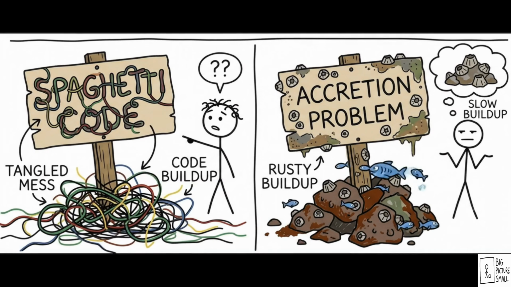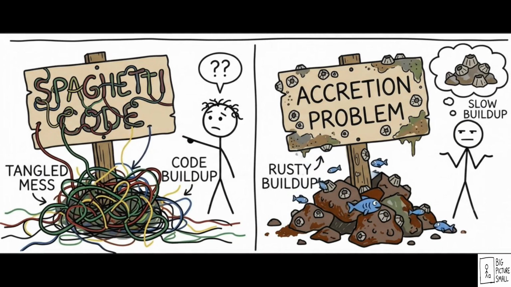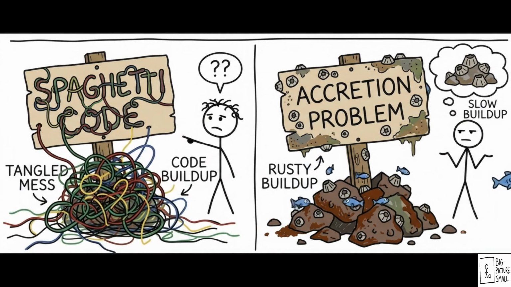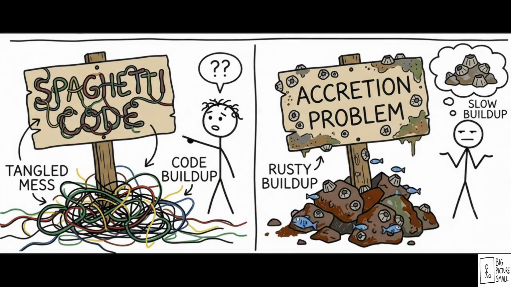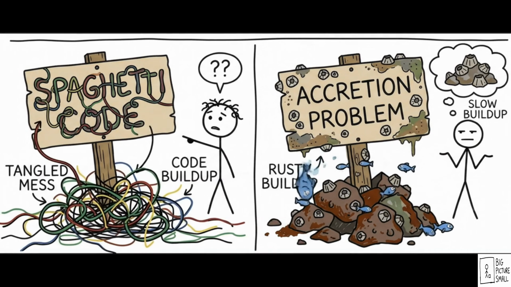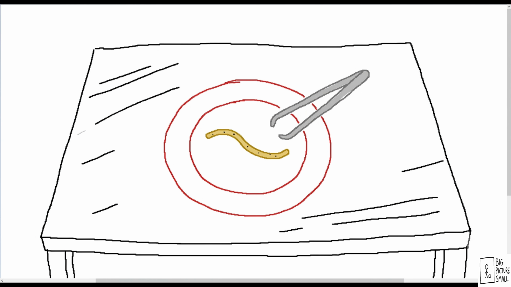To understand why our digital world is increasingly plagued by mysterious bugs, sudden outages, and inexplicable slowness, we have to talk about two specific phenomena: spaghetti code and the accretion problem. Imagine a simple, elegant plate of spaghetti. When the pasta is fresh, each noodle is distinct. You can pick one up, follow it from one side of the plate to the other, and see exactly where it begins and where it ends.